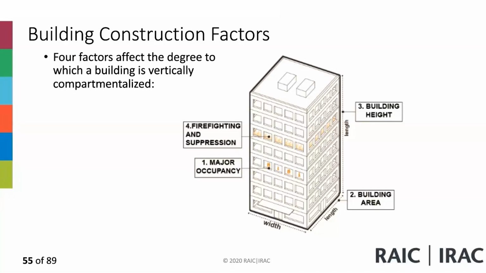All right. So we've got 4 factors that affect the degree to which a building is vertically compartmentalized. The building height, whether the building is provided with sprinklers or not, the firefighting provisions, like access for the fire department, the major occupancy of the building, and the building area. So we know the building height, the building area, the major occupancy or occupancies in the building, and then we need to know whether it has sprinklers or not, or maybe it is required to be sprinklered. And if it's got a firefighting provision, does the fire department have access?